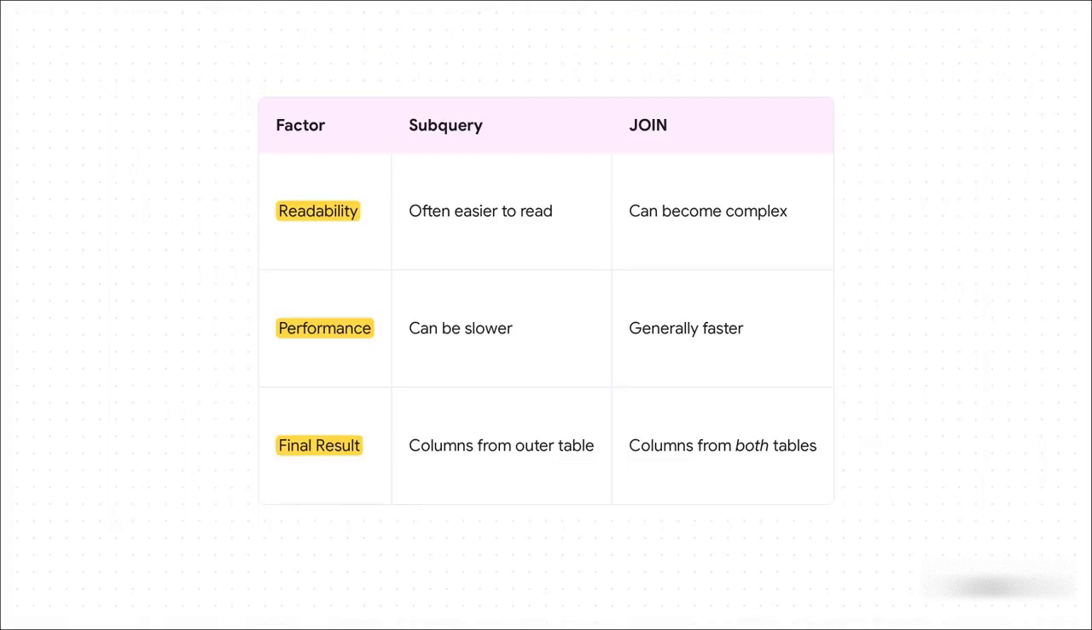So, what's the bottom line? Well, you're looking at a classic trade-off. Subqueries are often way easier to read. The logic is all nicely wrapped up. It just makes sense. But 9 times out of 10, joins are going to be faster because databases are built to optimize them. So, the real question you have to ask yourself is, what do I need in my final result? If you only need columns from your main table, and you're just using the other table to filter, a subquery can be really clean. But the moment you need columns from both tables in your final output, yeah, you're going to need a join.